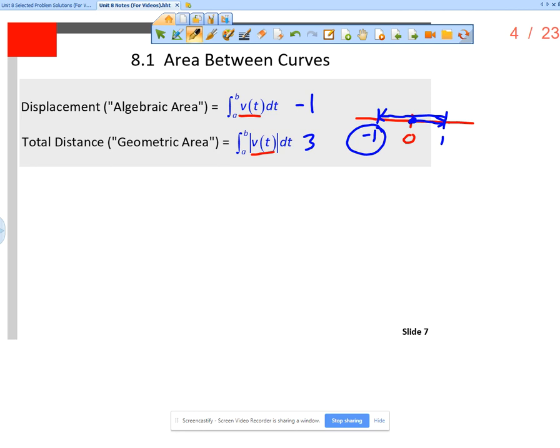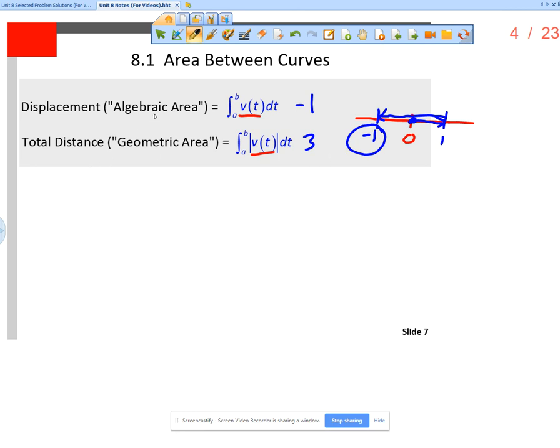So how do we figure these out? Well, we find the displacement by taking just the integral from a to b, that's like the starting time to the ending time, of the velocity function with respect to t. And the total distance traveled is the integral of the absolute value of v. So it doesn't matter which direction you're going. It just matters how far you've traveled.